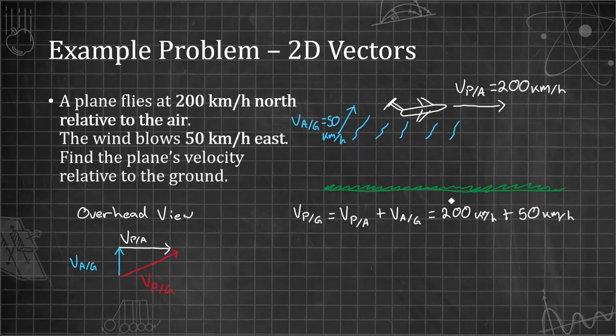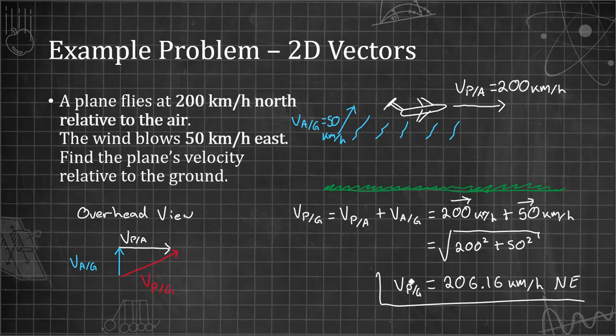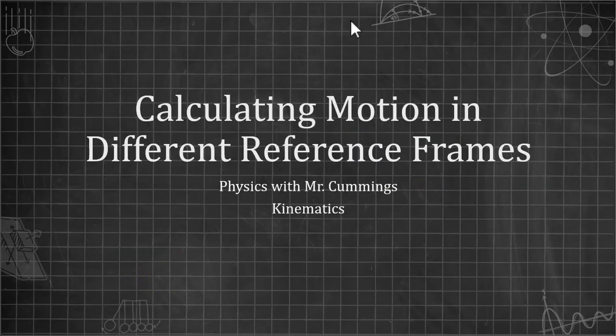So this equation that we have for relative velocities still works, but we do need to remember that velocities are vectors even if they're relative velocities. So we have to obey vector rules, and in this case we would want to show that the vector addition would be the Pythagorean theorem of 250. And that's going to be it on this video, calculating motion in different reference frames.